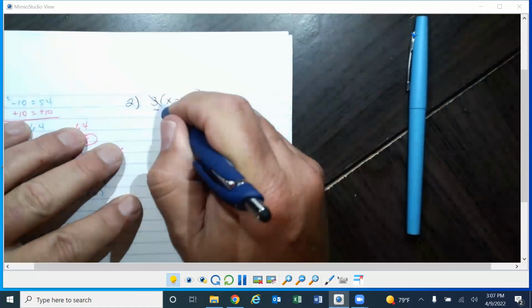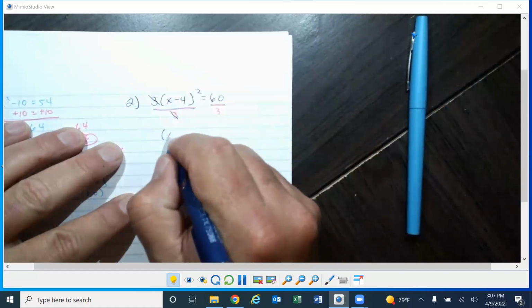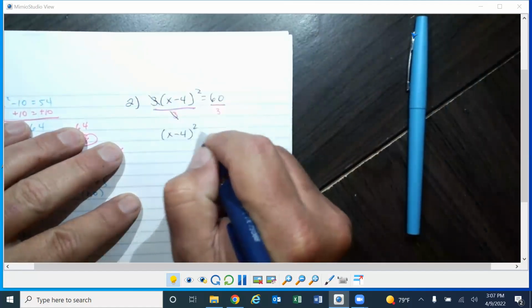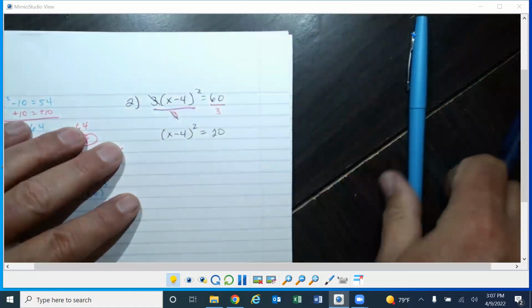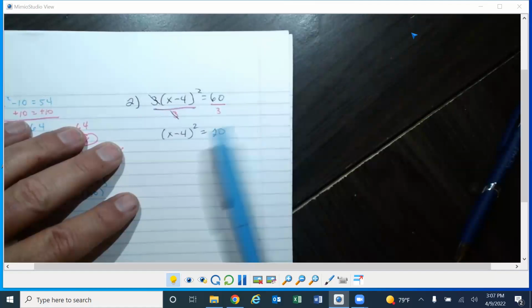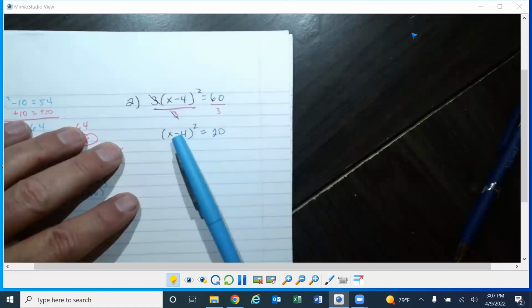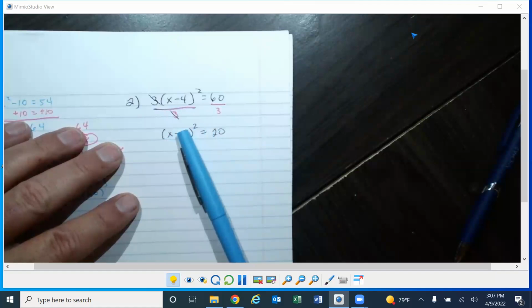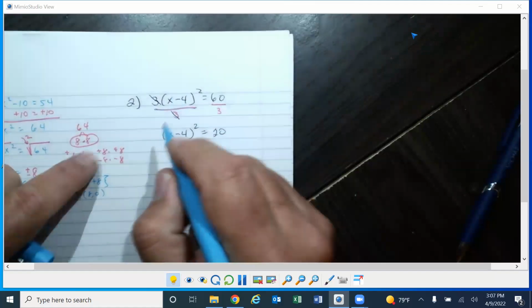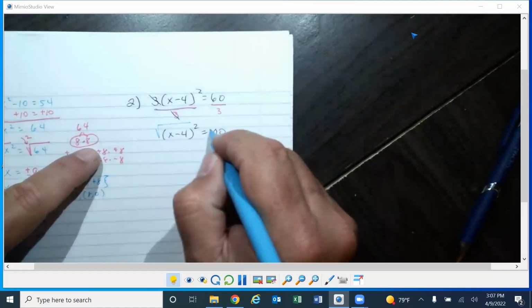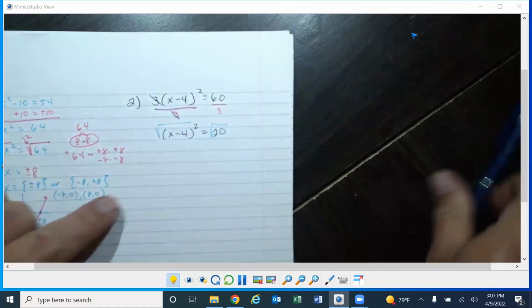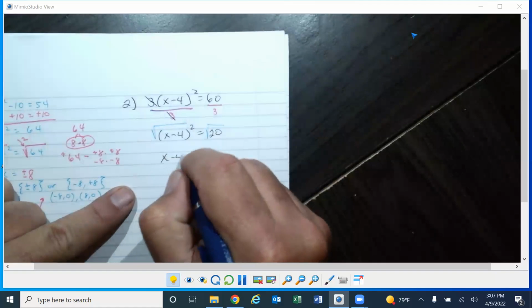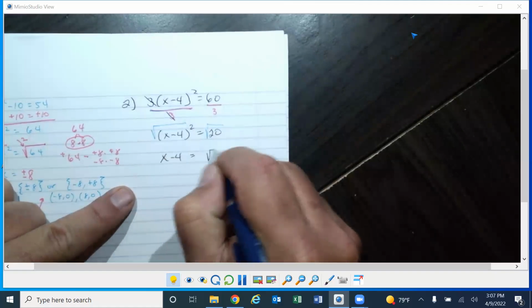Let's do it in a little brighter color. Three divided by 3 is 1, and so the only thing I have left is (x minus 4) squared. 3 goes into 60 20 times. We're going to do the square root to both sides because the square is on the parentheses. So I'm going to square root the whole thing, and I'm going to square root the 20, because you have to do it to both sides. Remember, the square and the square root cancel each other out. So I have x minus 4 equals the square root of 20.